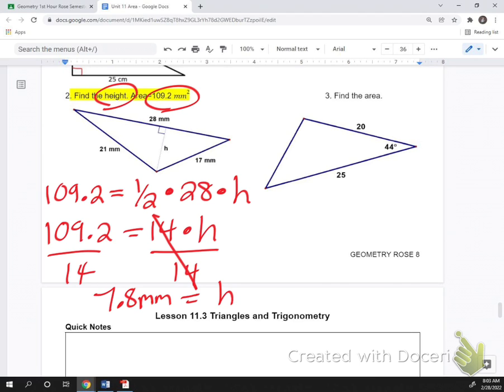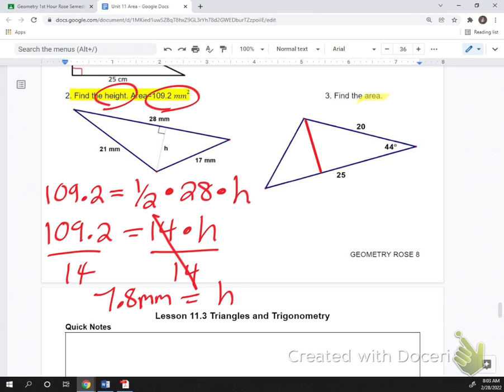Questions on how to do problems like number 2? Okay, number 3. What are we finding in number 3? The area. I have 2 sides. I have an angle. What kind of triangle is this? A scalene. It's definitely not a right triangle, right? We need to draw in the height.